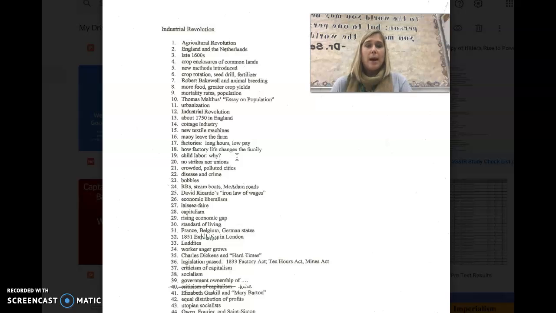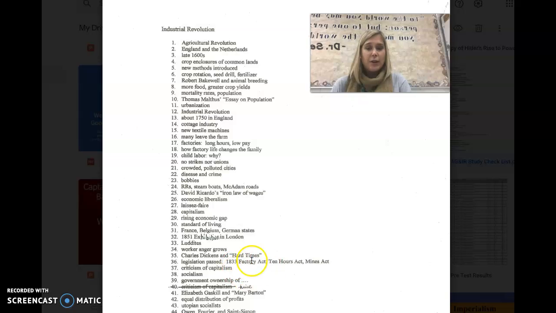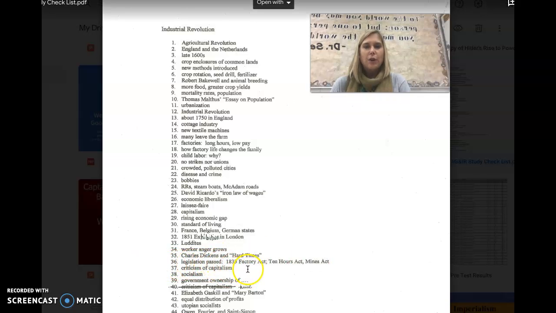So, we talked about early child labor laws, the Factory Act, and then later, and here they are down here on 36, the Factory Act, 10 Hours Act, Mines Act, all of these pertain to reducing the number of hours that children are working, or with the Mine Act, completely prohibit children from those underground mines. So you could probably make the connection on 36 with 19 when you're studying child labor.